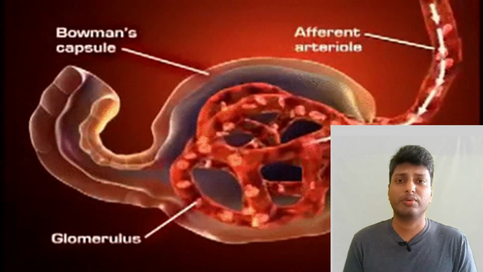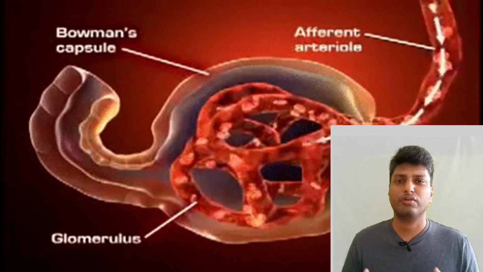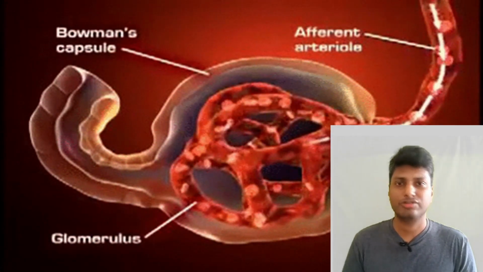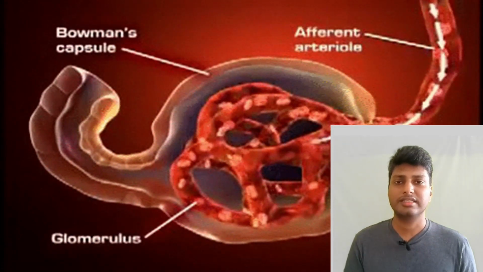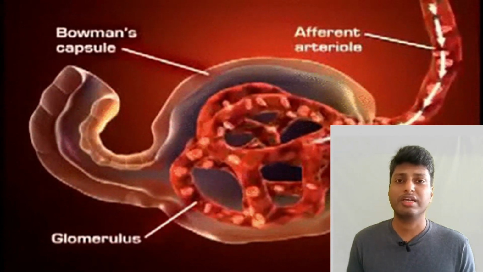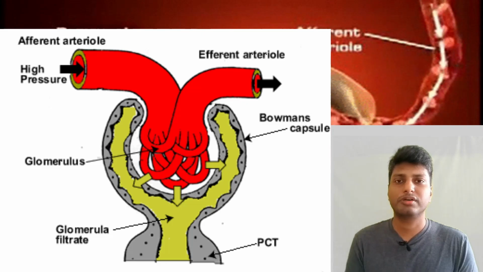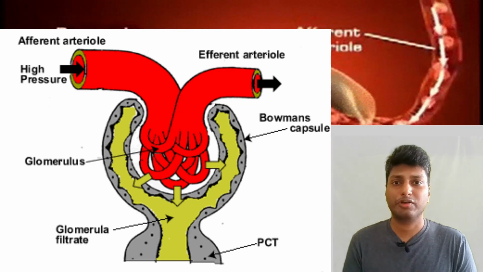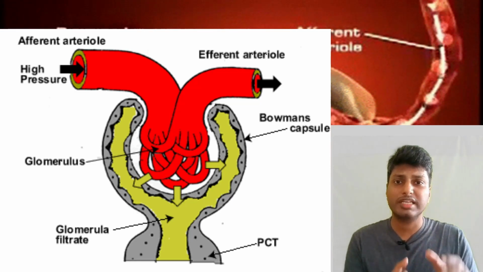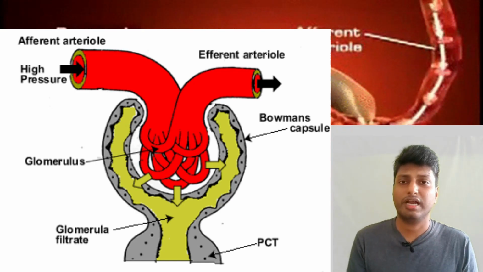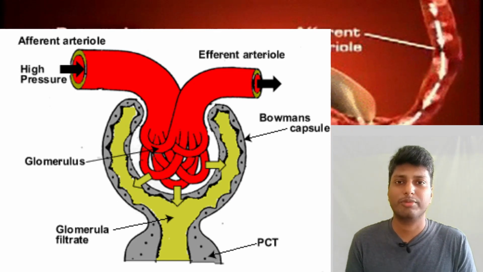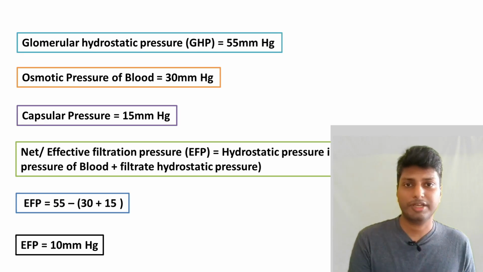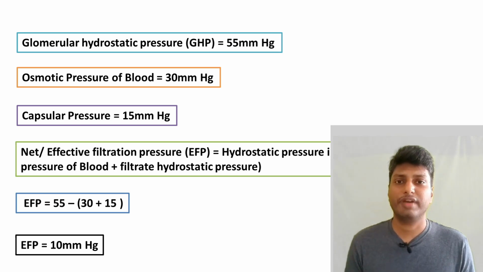Let me ask you a question. Do you think there is any pressure or force created inside the glomerulus when the blood is getting filtered? Yes, dear students, you must have guessed it right. The answer is yes, there is some pressure created. So what is this pressure? If you carefully observe, the diameter of the afferent arteriole is slightly larger than the diameter of the efferent arteriole. Because of this difference in diameter, a pressure is created inside the glomerulus. This pressure is known as glomerular hydrostatic pressure. And how much is this? It is around 55 mm of mercury.